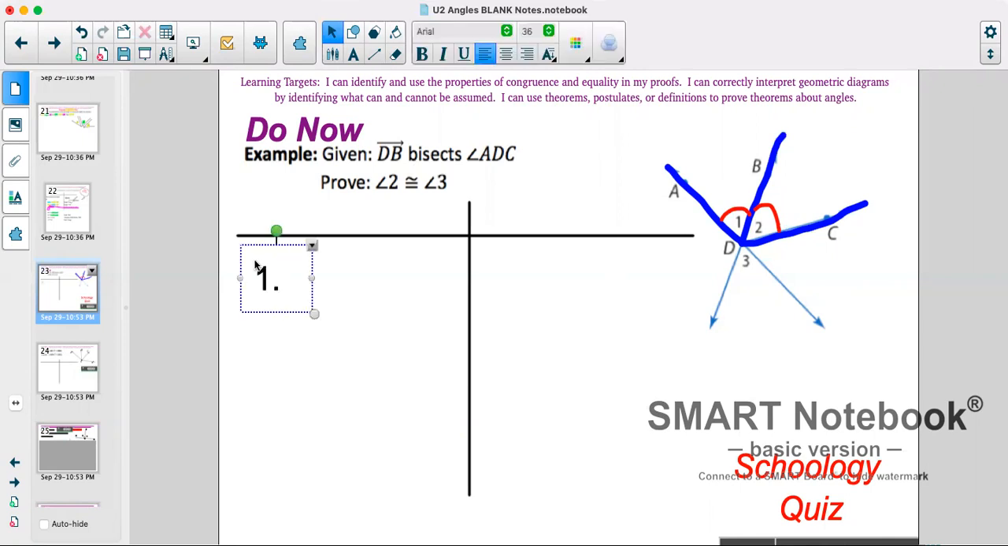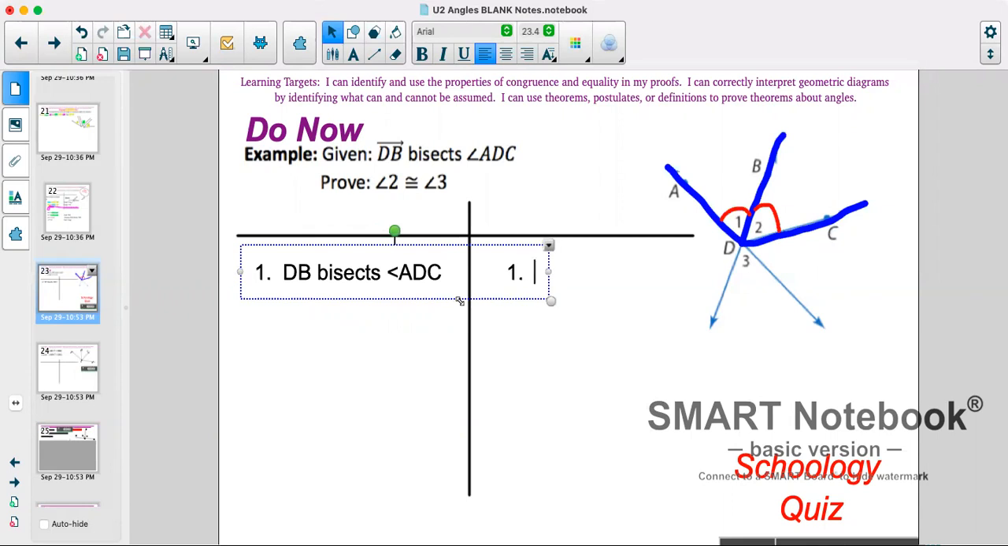Okay, so step 1, I am given that ray DB, and you need to make sure that you draw a ray symbol over top of that so that you are actually notating that it's a ray, bisects angle ADC. How do I know that? Step 1, it is given to me. I always want to put my given in my first step because I want to milk the given for all that it is worth. And what is it worth? Ray DB bisects angle ADC.